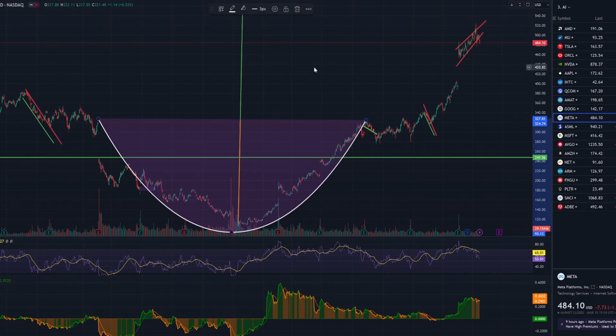And since then the price has been going up, we are looking at a target price here of around 544.03 for Meta. I'm not sure if we can achieve that target, but we have done close to it. So this is another example of successfully spotting a cup and handle pattern.